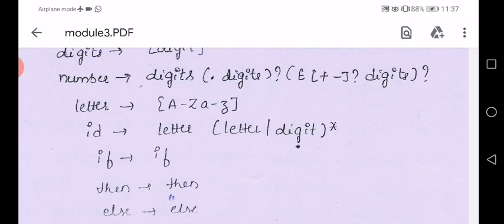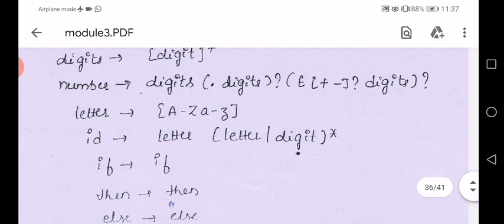According to my example, in this model we took an example like position is equal to initial plus rate into 60. So in that, position is an identifier, initial is also an identifier, and rate is also. Letters, whatever letters we have, are followed by an option of 0 or more occurrences, because star means 0 or more. Don't get confused: question mark is for 0 or 1, plus is for 1 or more, and star is for 0 or more.